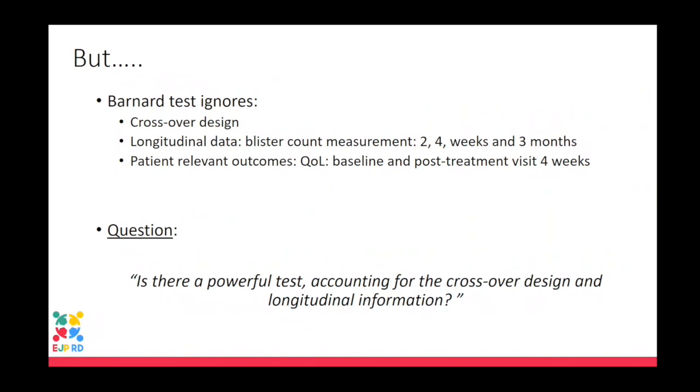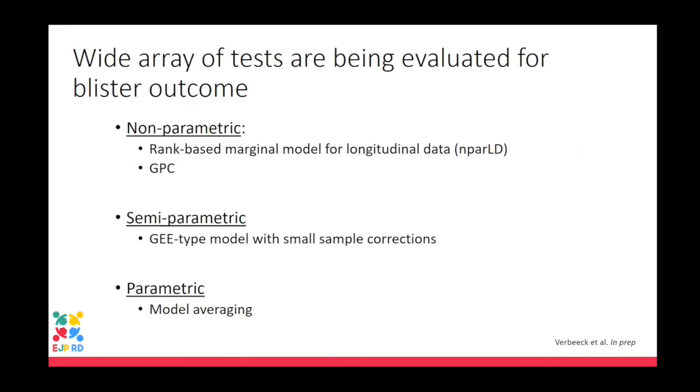So how can we use the data of this trial in a better way? How can we use all of the longitudinal data? The blister counts were measured at baseline, at 2 weeks, at 4 weeks, and at 3 months. So how can we use all of that information? Secondly, specifically for this audience, quality of life was also measured for these patients at baseline and at the post-treatment visit at 4 weeks. So how can we combine that with the blister count information? To be honest, the project itself is mostly based on the longitudinal data, but out of interest, I included the quality of life as well. It's a bit of a side project, if you will.